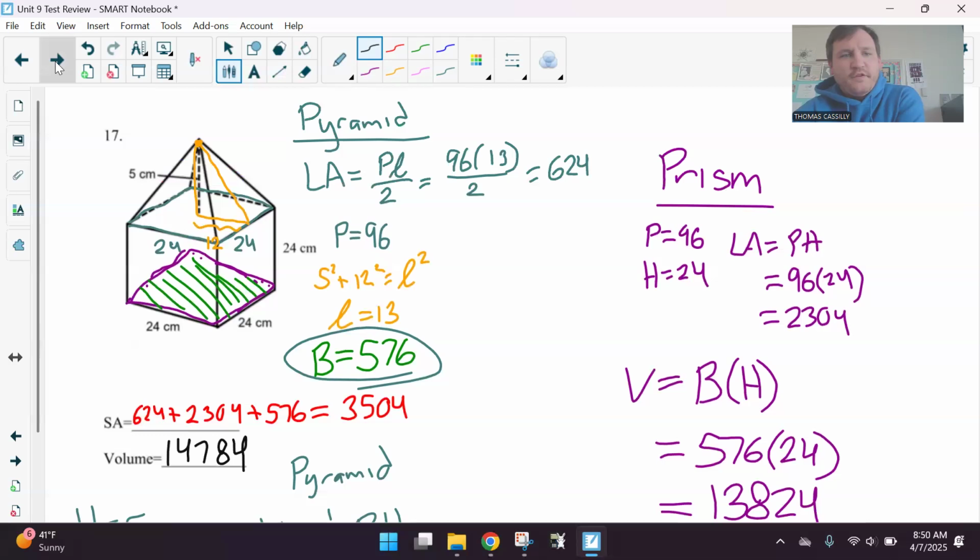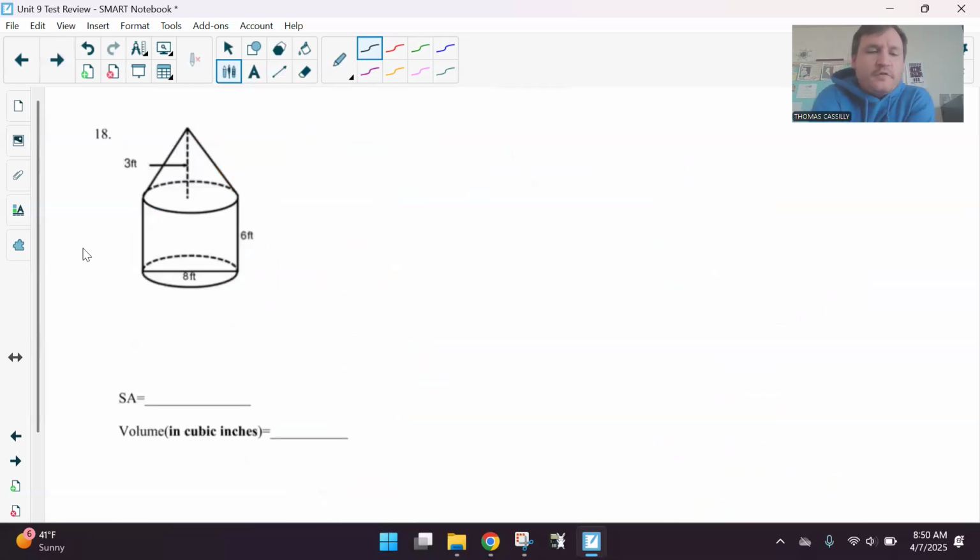All right, so that one's done. So this one is just more of the same. But one thing to notice here is they want this in cubic inches. The surface area doesn't specify, so which one do we want to do? Let's do them both. The surface area on this guy, again, is the lateral area of everything.